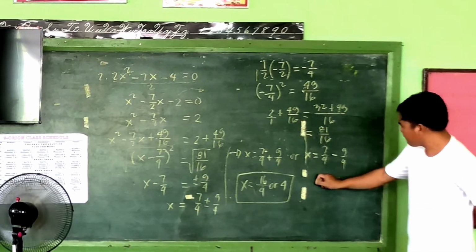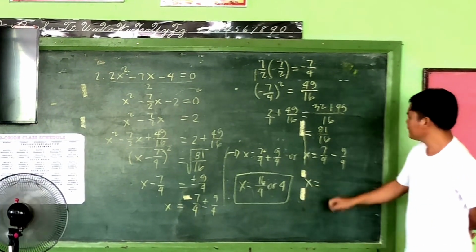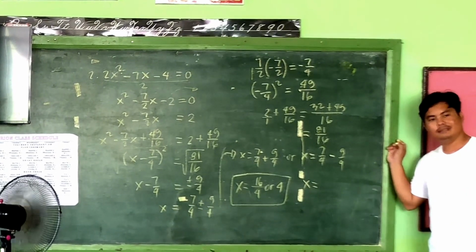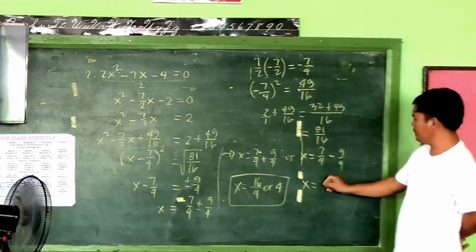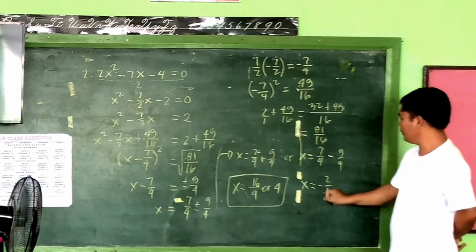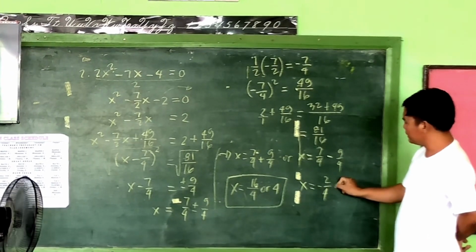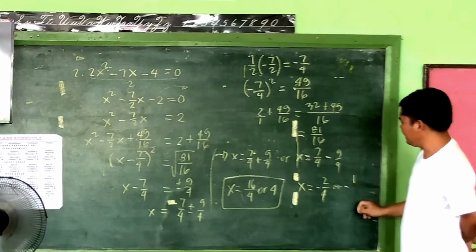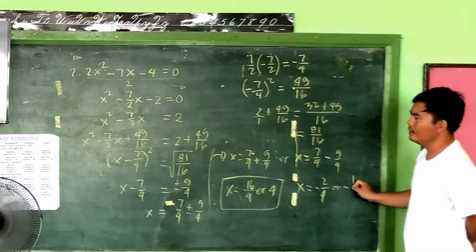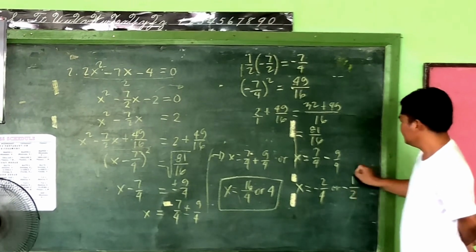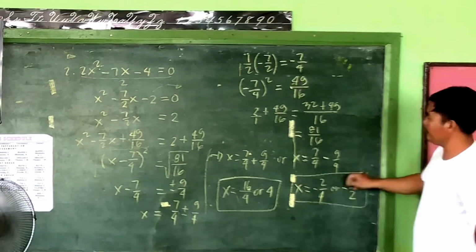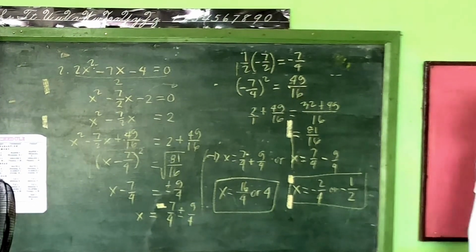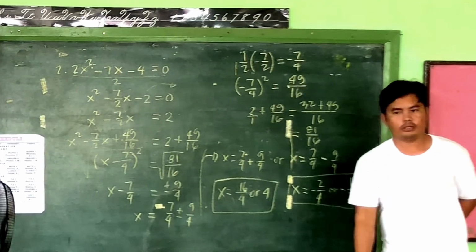Second one? 7 minus 9 is negative 2. So, this will be negative 2 over 4. After we simplify, this is negative 1 half. Yes, so the values of x are 4 or negative 1 half. Any question?